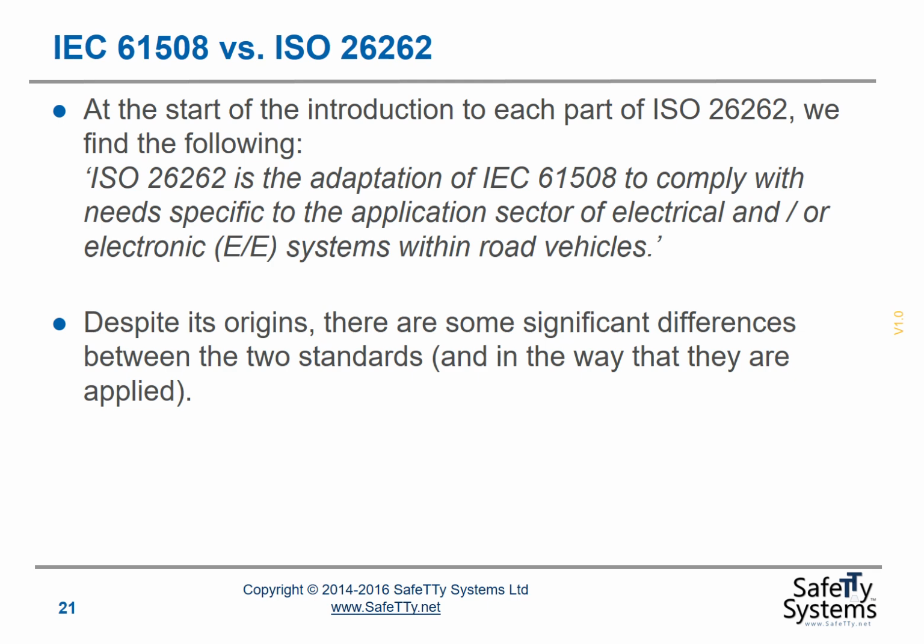So the two main standards that we've compared during this course are ISO 26262 and IEC 61508. There is a lot in common between these two standards, but there are also some important differences. At the start of the introduction to each part of ISO 26262, we find the following: ISO 26262 is the adaptation of IEC 61508 to comply with needs specific to the application sector of electrical and/or electronic systems within road vehicles. Despite these origins, there are some significant differences between the two standards and the way that they are applied.